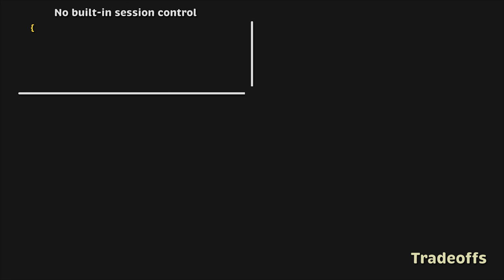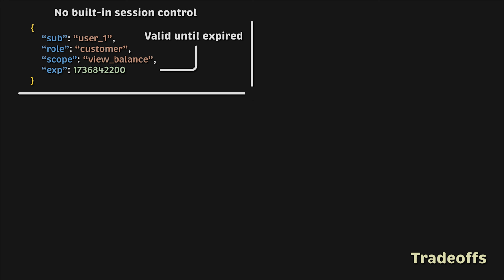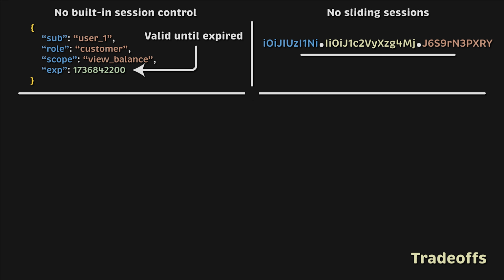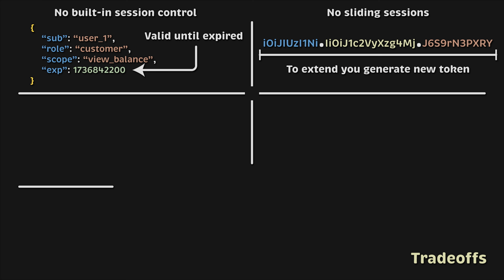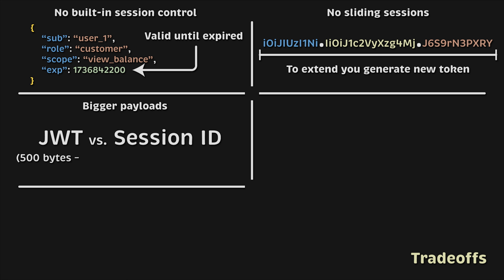First of all, there is no built-in session control. Once you issue a token, it's valid until it expires. You can't revoke it server-side without adding a blacklist or shortening its lifetime. Also, since tokens are stateless, they can't auto-extend like traditional sessions. To keep users logged in, you need a refresh token system. Tokens are often hundreds of bytes, not a short ID. Sending them with every request increases bandwidth use and can hit header size limits if claims are verbose.